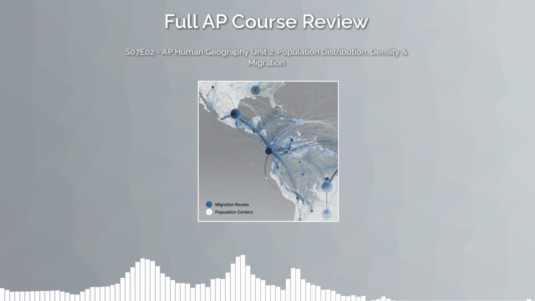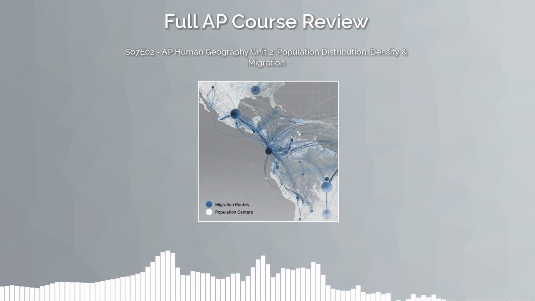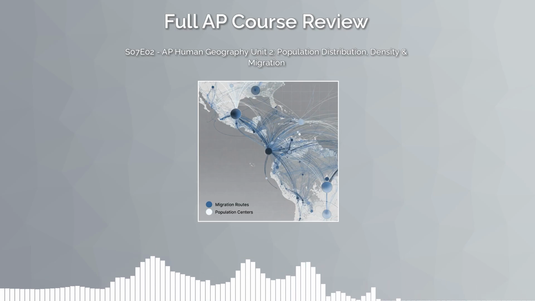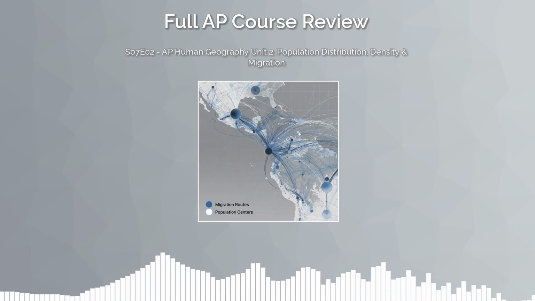Drawing and labeling the DTM graph. You absolutely must be able to draw this graph from memory because the AP exam can ask you to sketch or interpret it. Here's how to set it up.